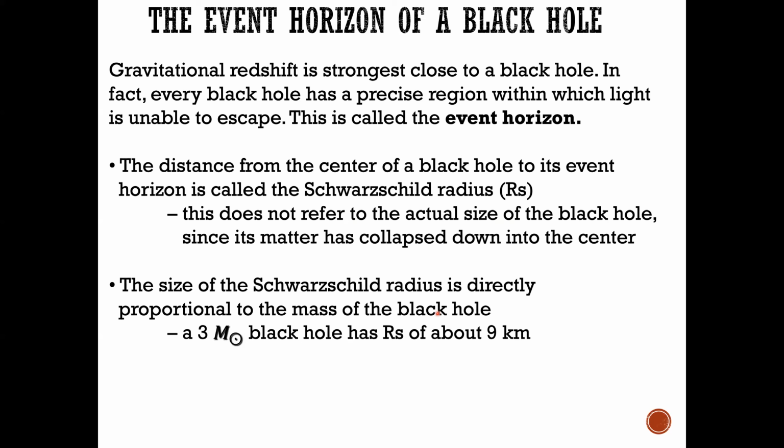Now, these are the phenomena that actually made these different fictions and stories, right? Especially gravitational time dilation and gravitational redshift are very popular. And for example, if you take a black hole which has a mass of 3 solar masses, this black hole has a Schwarzschild radius of about 9 kilometers, right?